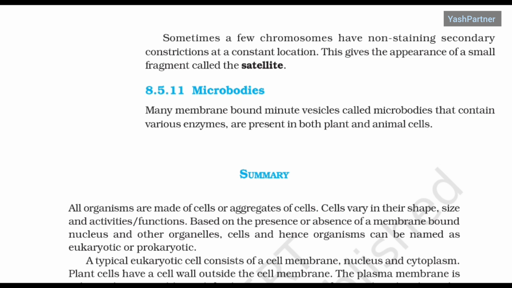8.5.11 Microbodies. Many membrane-bound minute vesicles called microbodies that contain various enzymes are present in both plant and animal cells.